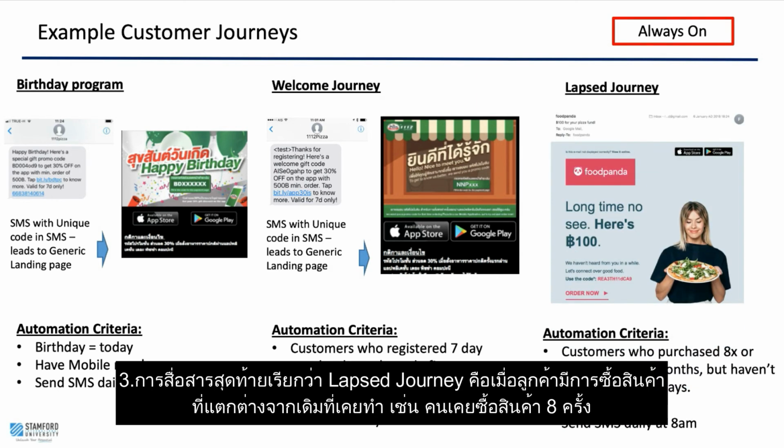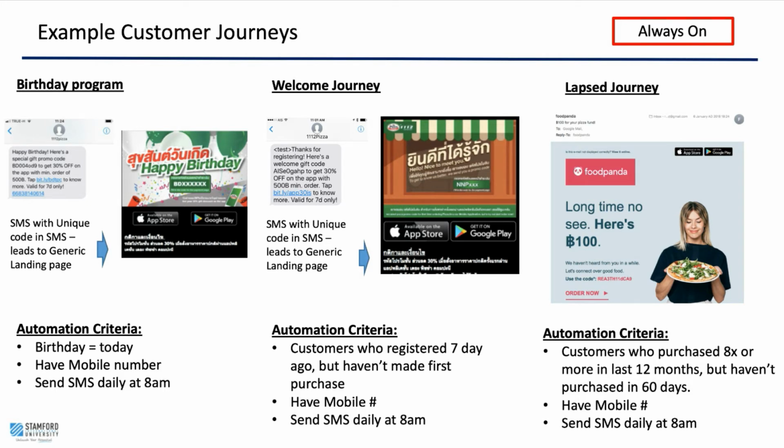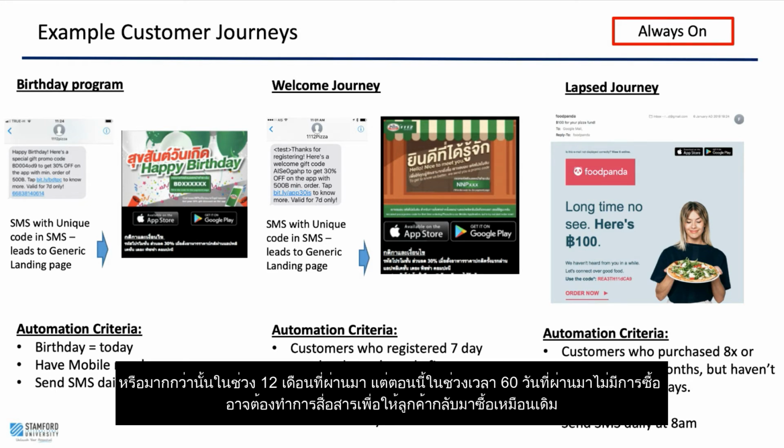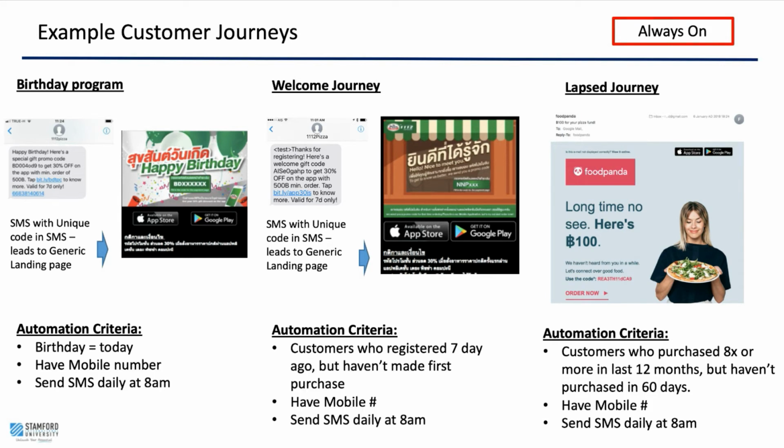And then the last is something called the lapsed journey, or the lapsed customer journey. And here's an example of Food Panda. You know, I'm a very loyal Food Panda customer, but when I don't purchase for a month, they remind me. All right, so here's an example of them reminding me, saying, hey, long time no see, here's 100 baht, please come on back. 3 examples of always on journeys.